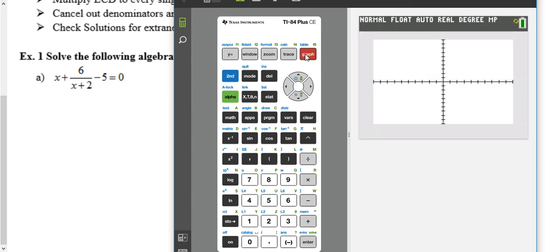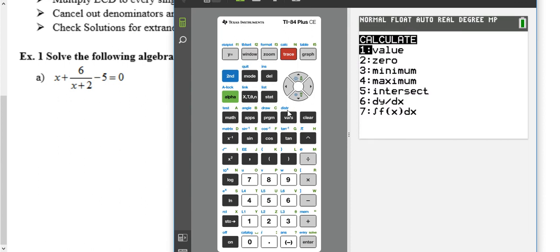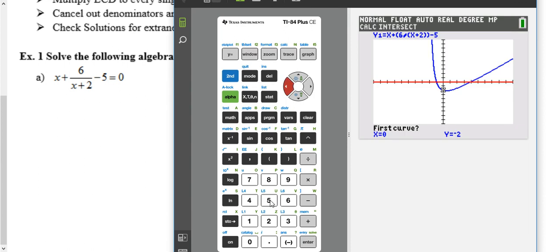I'm going to hit graph right away, and I'm basically looking for where these two graphs cross. So to find where they cross, go second trace option 5, and I'm going to bring my cursor over to where I think the first one is, hit enter 1, 2, 3, and there we go. That's our first answer.